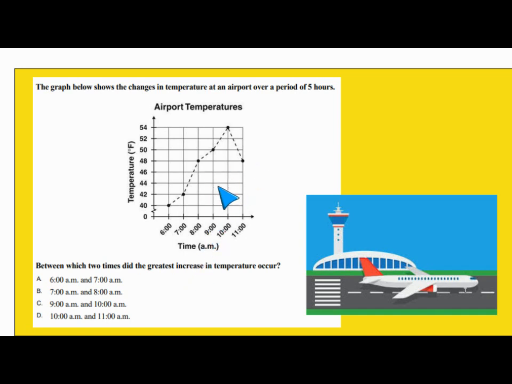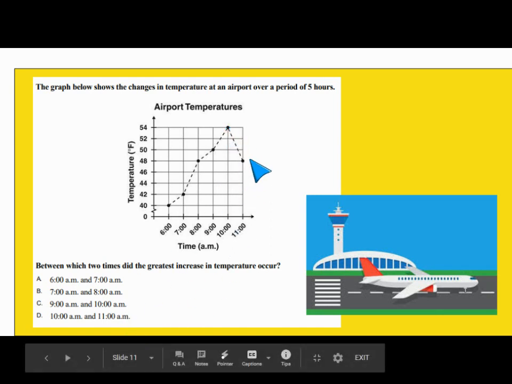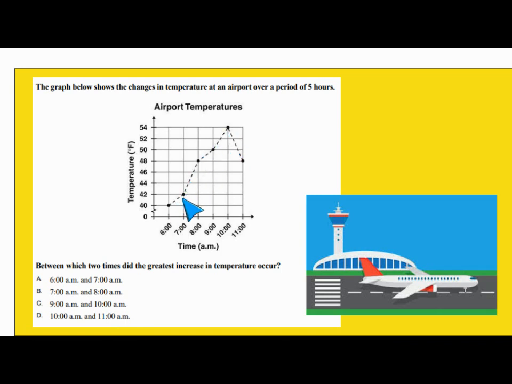So I'm going to eyeball it, and I know it's not going to be between 10 and 11, so I can throw out choice D because that's a decrease. But when I look at these line slopes, here is the one that is the steepest and the longest. But we always back up with doing the math. So A, from 6 to 7 a.m., 2-degree difference, 40 to 42 degrees. 7 to 8, we move from 42 to 48, 6-degree difference. That works right now as the best choice.